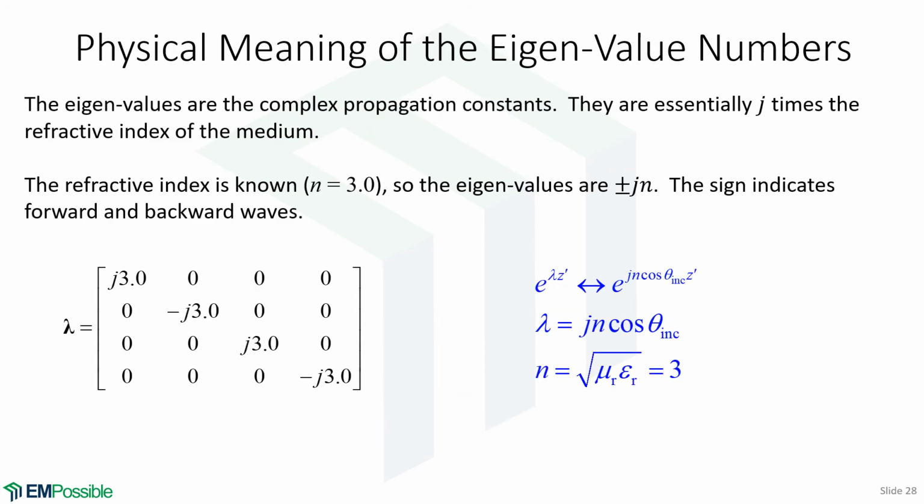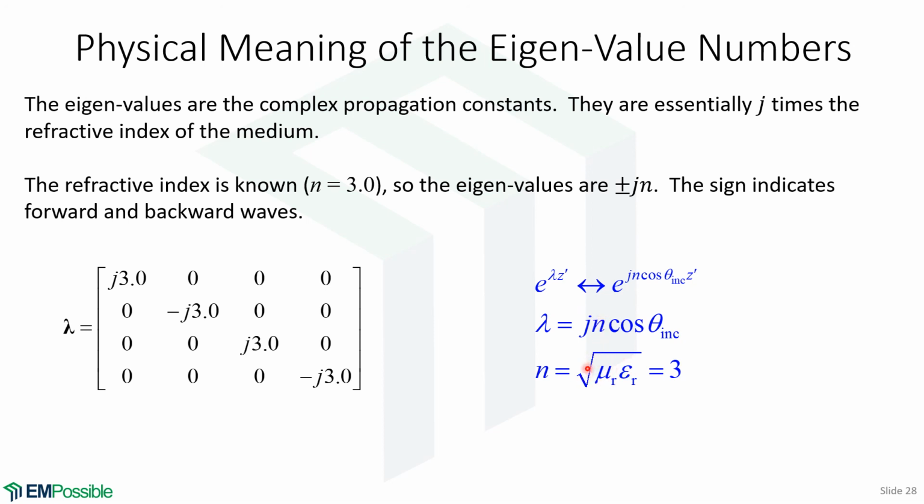Now let's think about the physical meaning of the eigenvalue numbers. Well, our waves are propagating according to e to the lambda z. Well, we also know that our waves propagate e to the j, and if there's an angle of incidence, we'll throw in cosine of theta, the angle of incidence, times z prime. So if we compare these, that tells us that our eigenvalue is j times refractive index times cosine of our angle of incidence. Well, in this case, our angle of incidence is 0, so cosine of 0 is 1, and we're just left with our eigenvalue equals j times refractive index.